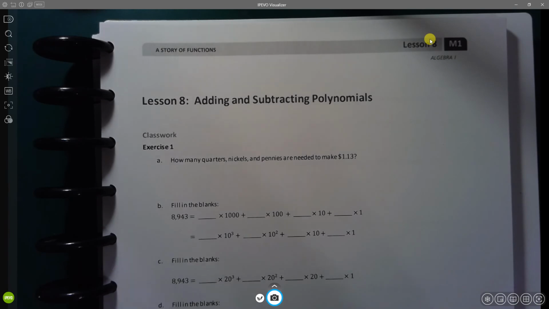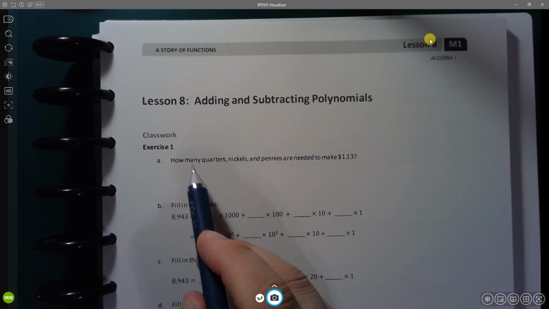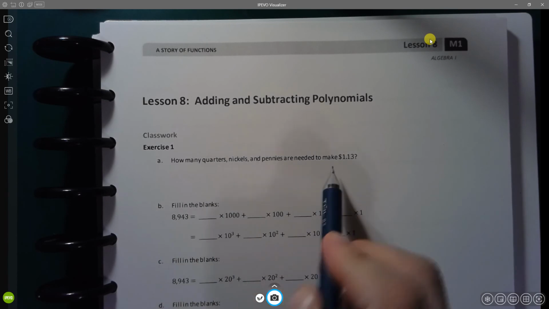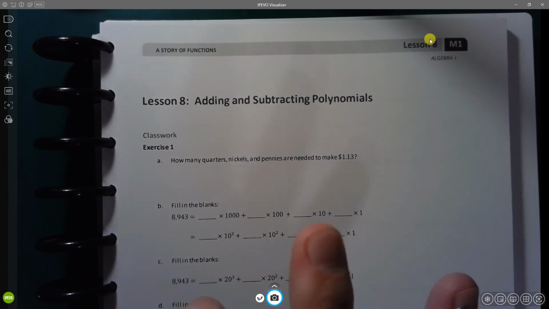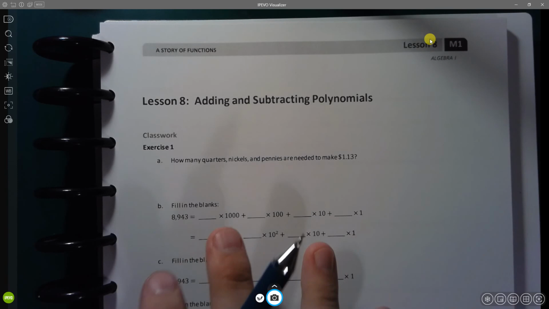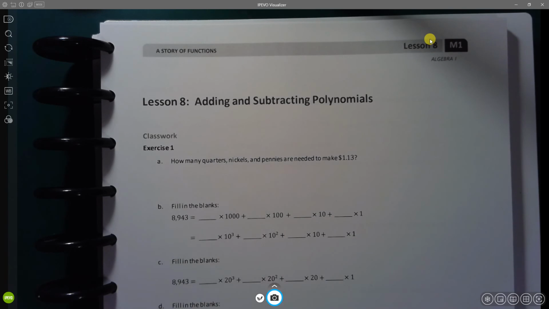So I told you we were going to skip lesson 7 and go straight to 8, adding and subtracting polynomials. Exercise 1 states in A, how many quarters, nickels, and pennies are needed to make $1.13? Now, this type of problem is a special type of problem. It has more than one answer.